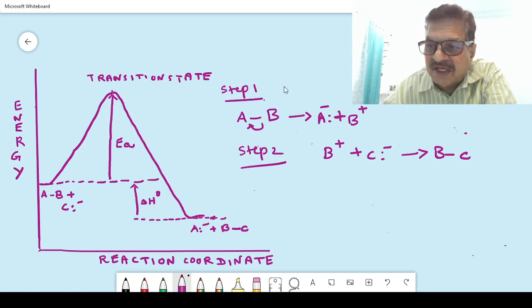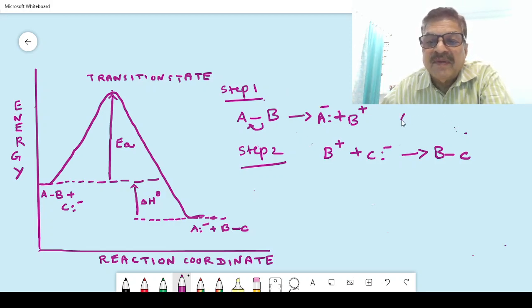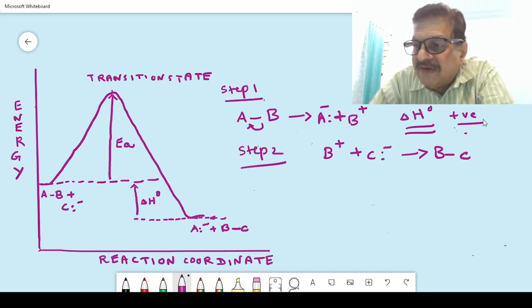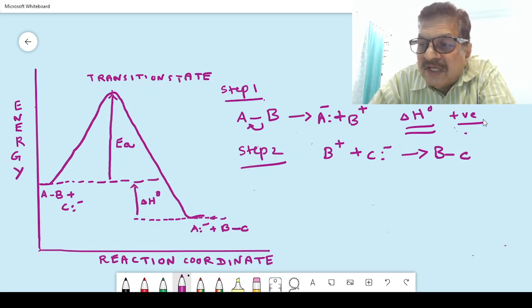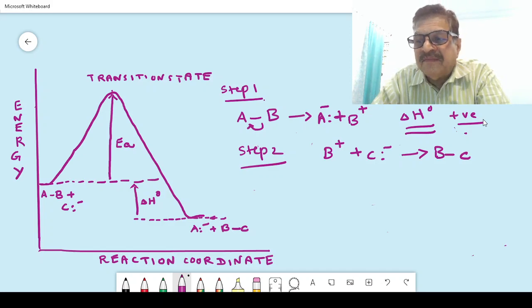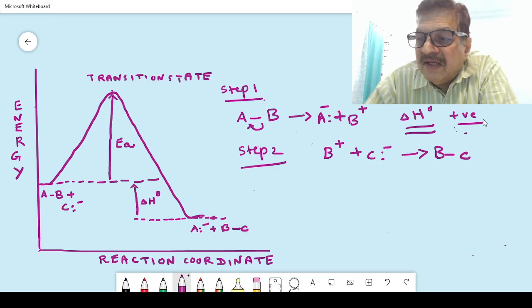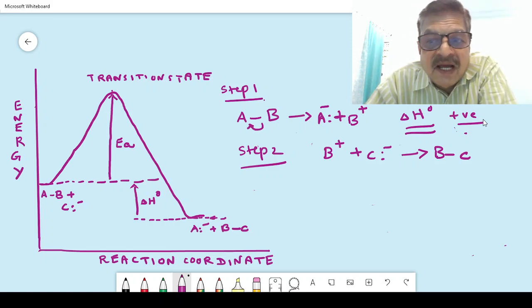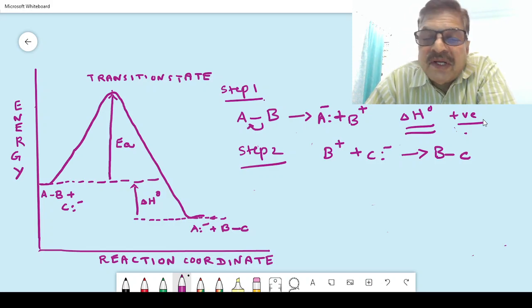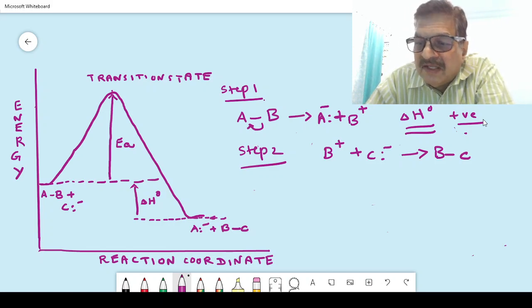It is an endothermic reaction. Delta H is positive here because energy is needed for breaking the bond. Step 1 is an endothermic reaction because energy is needed for the cleavage of the AB bond. Therefore, the products are at a higher energy than the reactants. The delta H, that is the enthalpy change, will be positive.